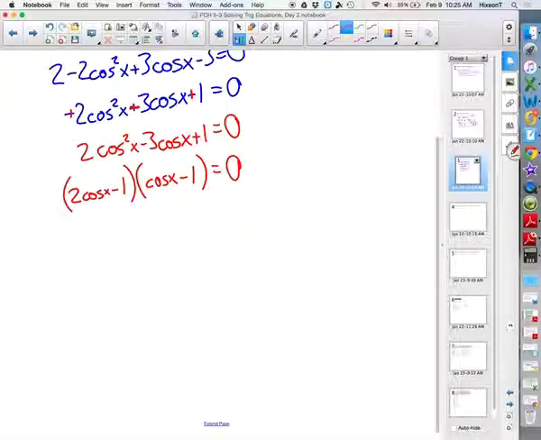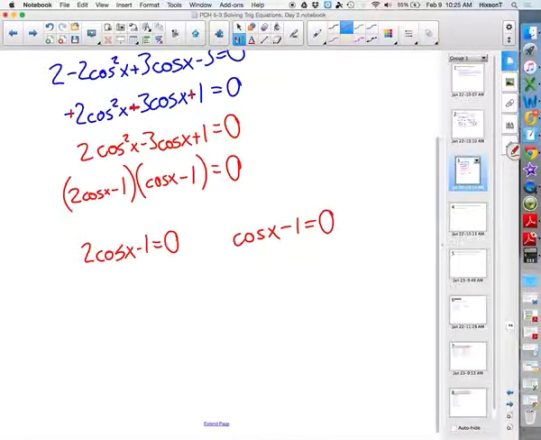So, as a result, I know either the 2 cosine minus 1 equals 0, or I know that the cosine of x minus 1 equals 0. Okay? So over here, cosine equals 1, so what's x? 0 or pi over 2.